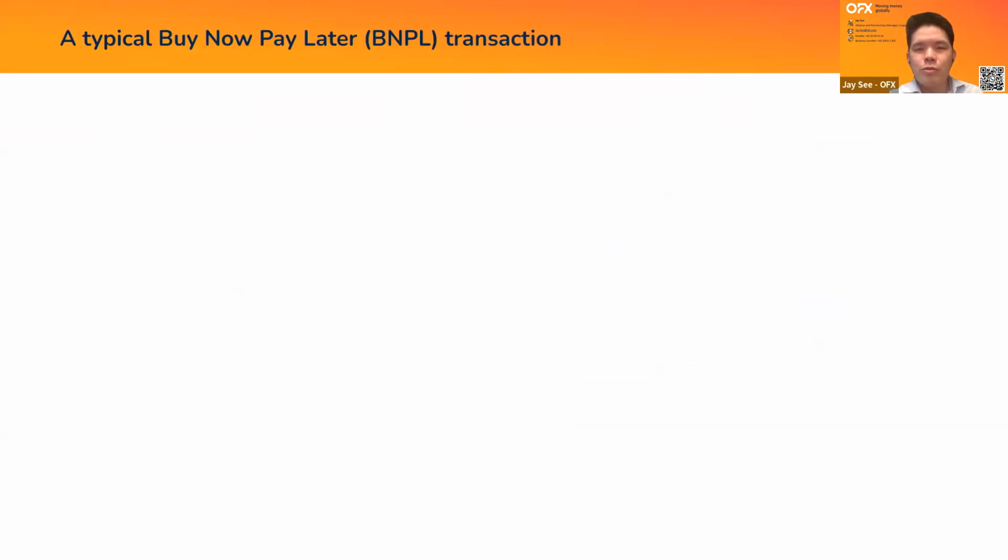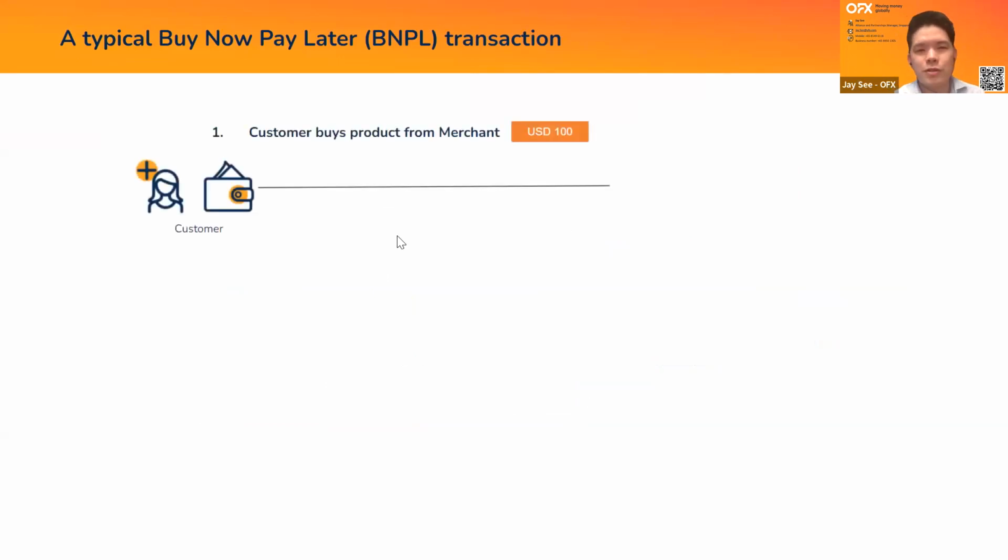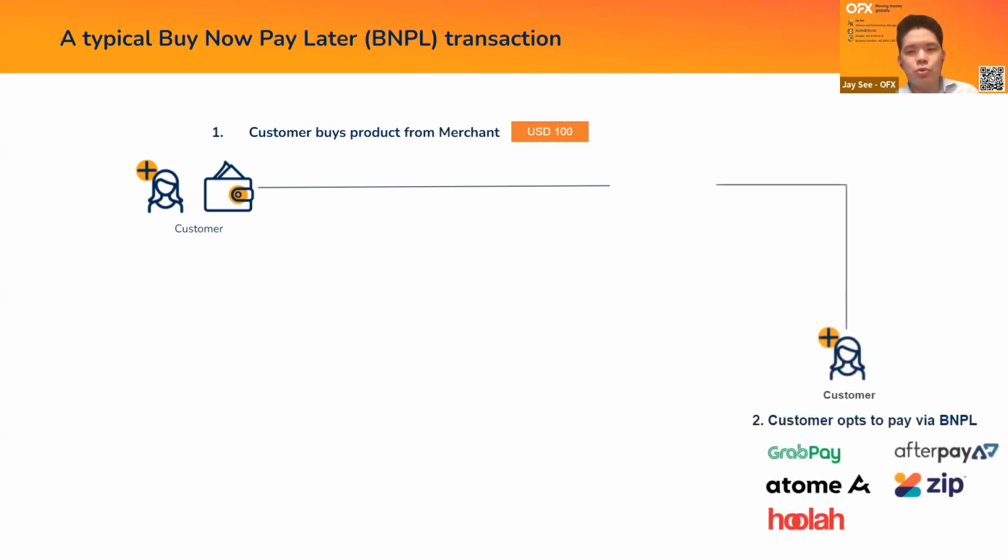Okay, we've also got a situation where buy now, pay later, BNPL for short, consumers also have a need to make purchases. Now, the first step is a customer will buy from the merchant. Again, you're using that US $100 example. So step two, they will opt to choose a buy now, pay later option, which is one of these providers.